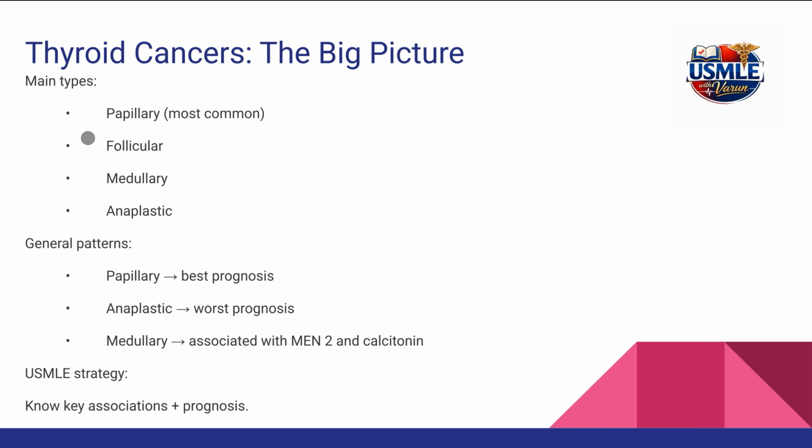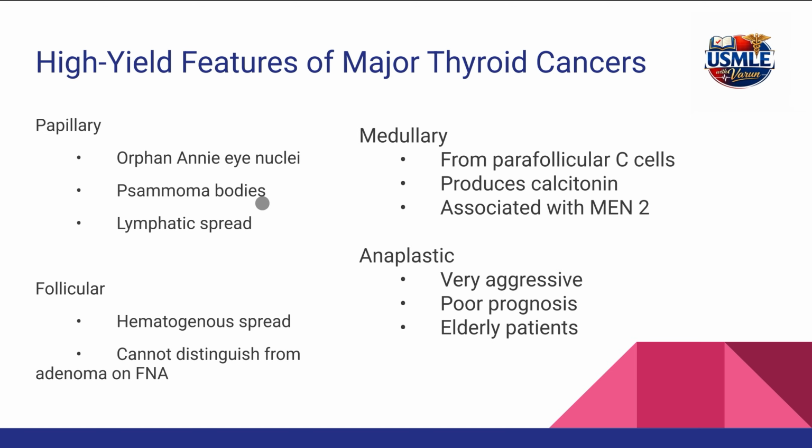The main types of thyroid cancers include papillary, follicular, medullary, and anaplastic. Papillary is the most common form of thyroid cancer and has the best prognosis, whereas anaplastic cancers have a worse prognosis. Medullary cancers are associated with MEN2 and calcitonin. Always we have to know key associations and prognosis. The high yield features of major thyroid cancers include: papillary has orphan Annie nuclei, follicular spreads hematogenously, medullary comes from the parafollicular C cells, and anaplastic is the most aggressive with the worst prognosis.